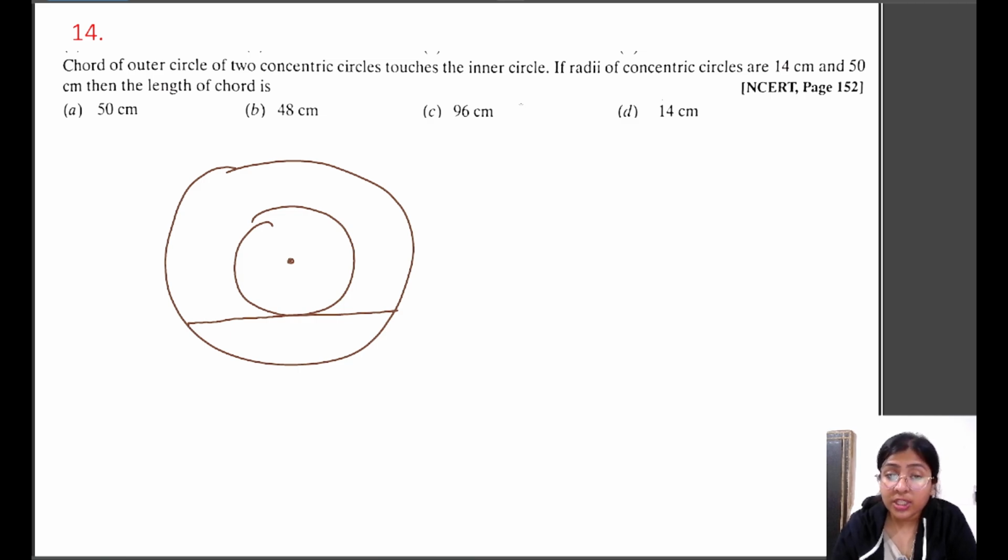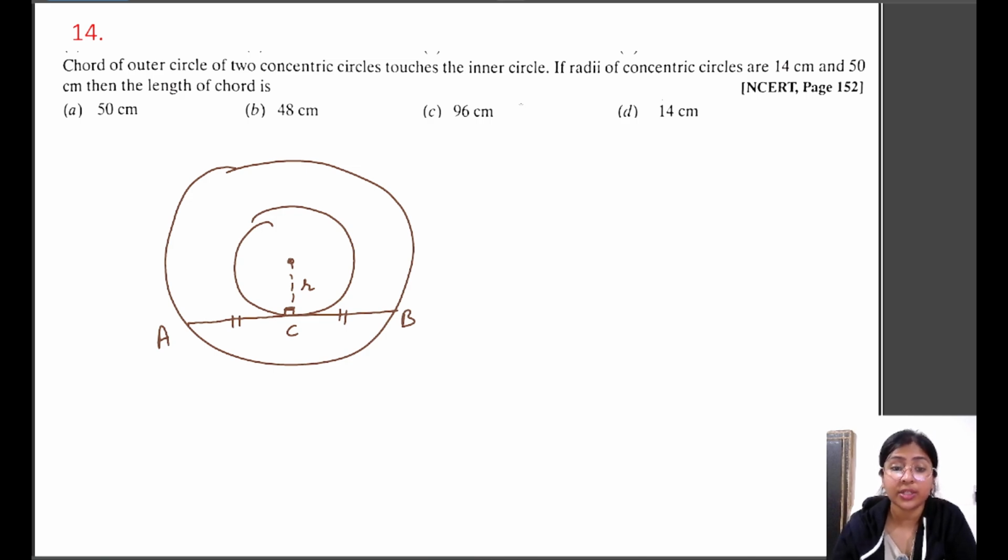If it is touching the circle, it means it is acting like a tangent for the smaller circle, and we know the radius and tangent are perpendicular to each other. Let the smaller circle radius be r, so this will be perpendicular to each other. Now see the bigger circle, and this will be the chord for the bigger circle, this line will be the chord, and the perpendicular to the chord bisects the chord, so this length is equal to this length. Let the points be A, B, C. So we can write with the theorem that the perpendicular from the center bisects the chord. So from this we come to know that AC is equal to CB.